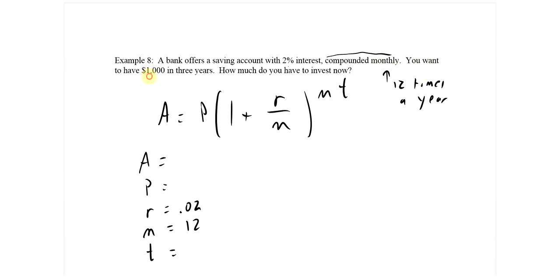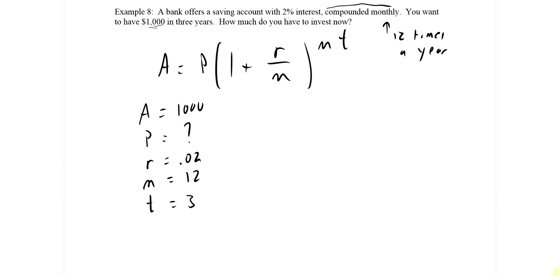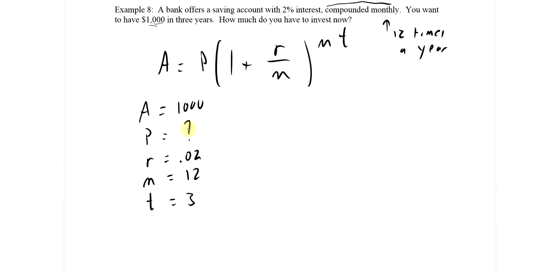You want to have $1,000 in 3 years, so time is 3 years. You want the $1,000 in the future, so that's the amount in the future. The question is, what is the principal? How much do you have to invest now? So again, you know everything here except for one of the variables. You don't know what P is.